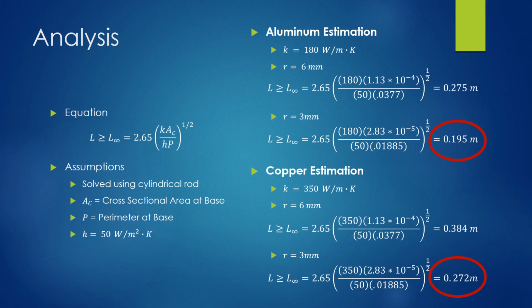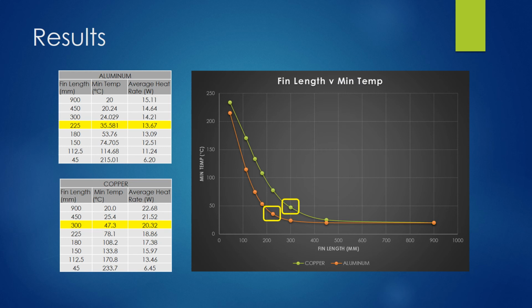Moving forward with the analysis, we needed to determine a thickness for our fins. We did this by calculating the length using the length equation listed below for both aluminum and copper. We found that by using the thickness of 3 mm, we received a shorter length compared to a 6 mm thickness. Now that we have determined a thickness of 3 mm, we used ANSYS to analyze fins of multiple lengths.